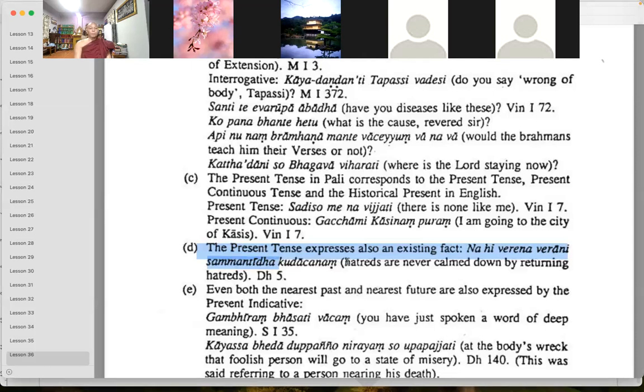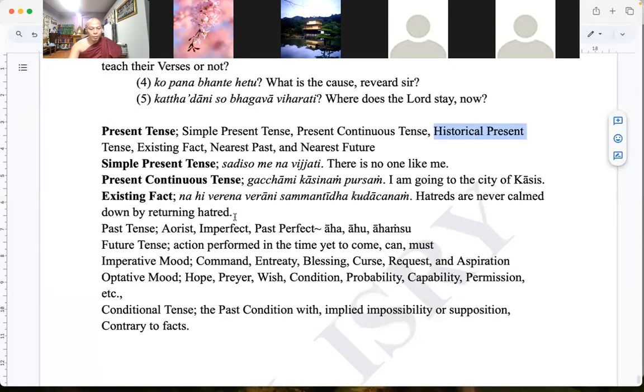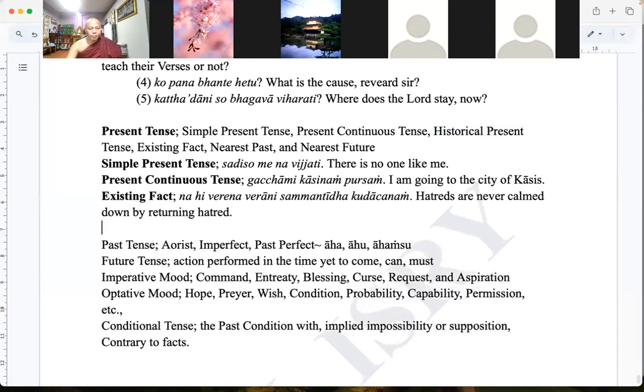Though all of those present tenses are historical present tense, it is not expressed here, but can be understood easily. Telling the past event using present tense can be understood as a historical present tense instead of using past tense. So no example is here.